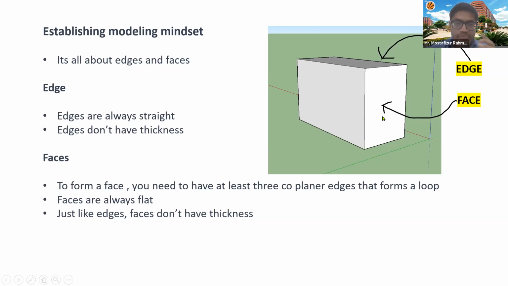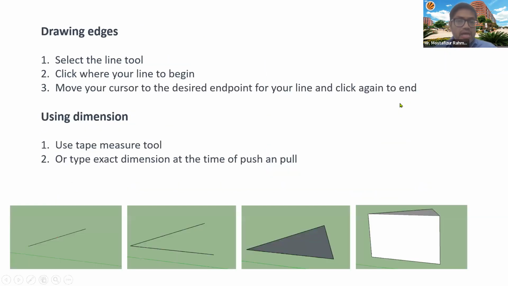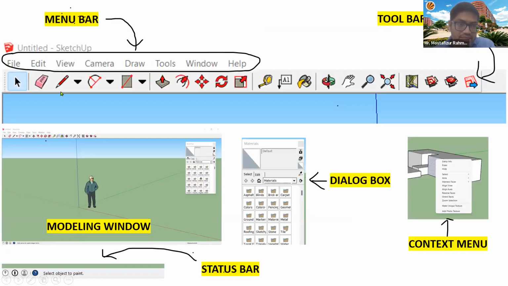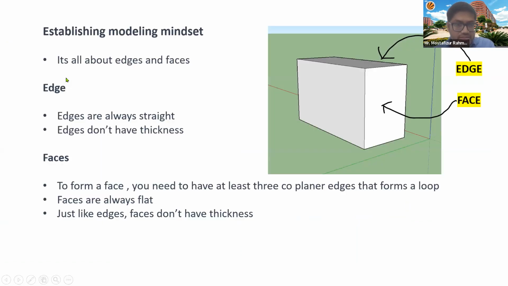So all the Google SketchUp model is made up of lines and faces, which are combined together to make 3D. Then how do you draw edges? If you start drawing, select the line tool like this. This is the line tool, if you can see the cursor.